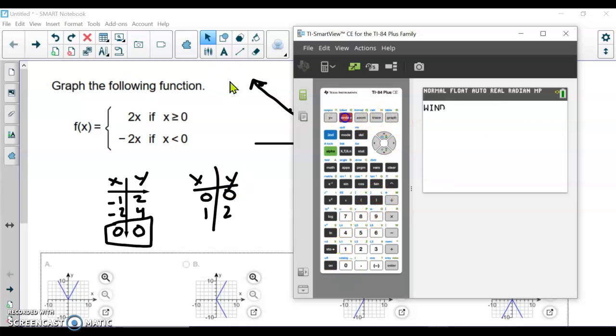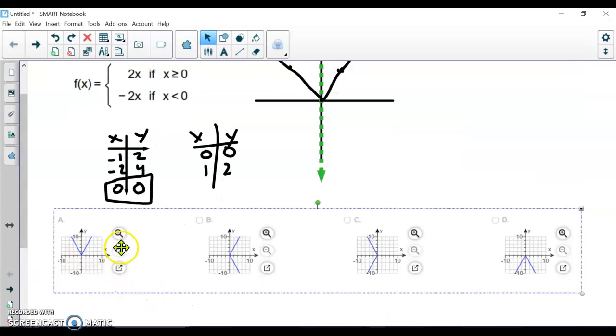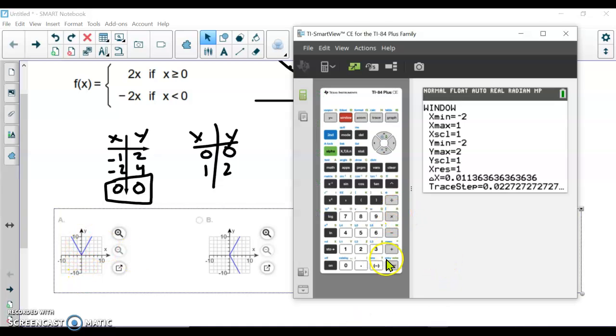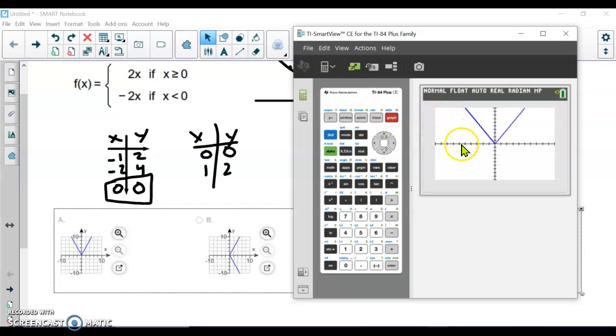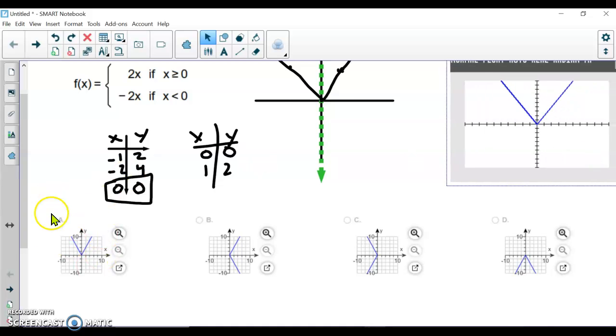And then the last thing to do is make sure your window is the same as their window. If you notice they're going from negative 10 to 10 on the x-axis, and negative 10 to 10 on the y, which is really a standard window. So you can go to the window and change your parameters: x min is negative 10, x max is 10, y min is negative 10, y max is positive 10, and hit the graph button. If you do it that way, you can just do a one-to-one comparison via the calculator, and then it'll be the answer A again.